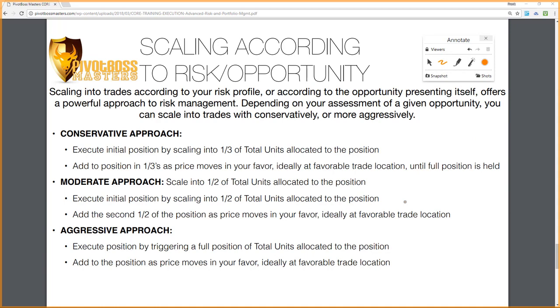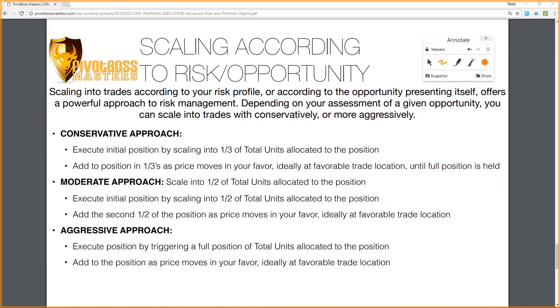But now things change a little bit when you go into scaling out in terms of scaling in, because if you only scale in a third, and this is a singular contract, there's nowhere really to scale out of. You're basically just going to get out of the trade.